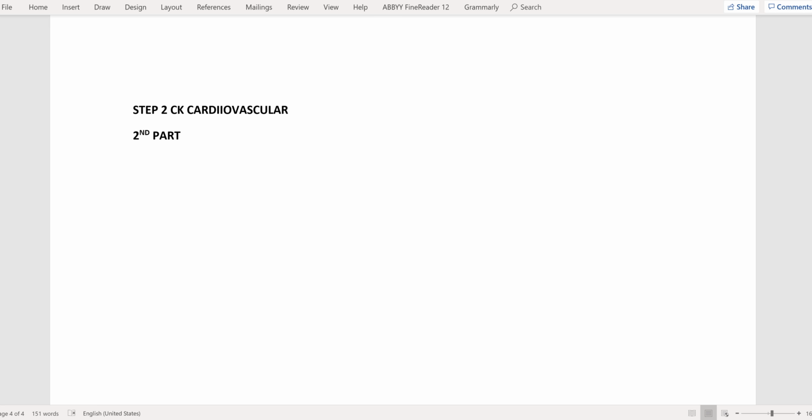So this is the difference. With hypovolemic shock, the PCWP will be low, but in cardiogenic shock, the PCWP will increase. Sorry, I mixed the both. So in cardiogenic shock, remember PCWP is increased, but the cardiac index is decreased.